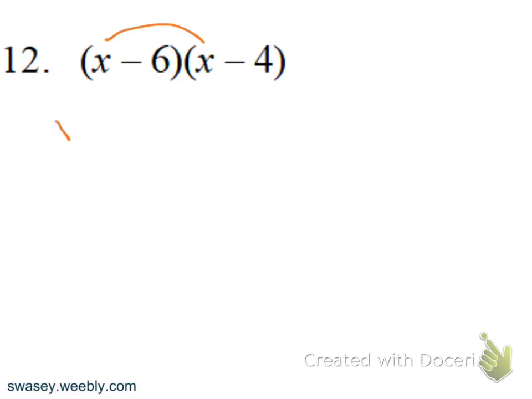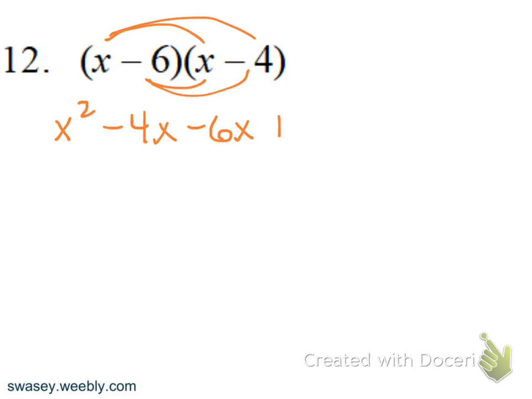Distribute twice. X times x is x squared. X times negative 4 is negative 4x. Negative 6 times x is negative 6x. Negative 6 times negative 4 is positive 24. Combine the like terms. Negative 4x minus 6x is negative 10x.